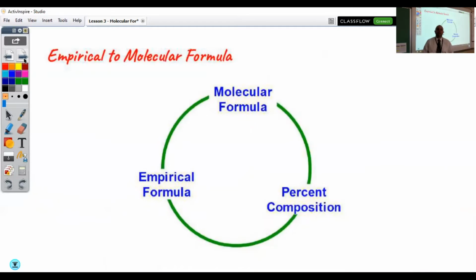If you remember, in lesson 1, we talked about what an empirical formula was, and we learned how to go from a molecular formula to an empirical formula. In our second lesson, we learned how to go from percent composition to our empirical formula. And in this lesson, we're going to learn how to go from empirical formula back to our molecular formula, kind of bringing us full circle.